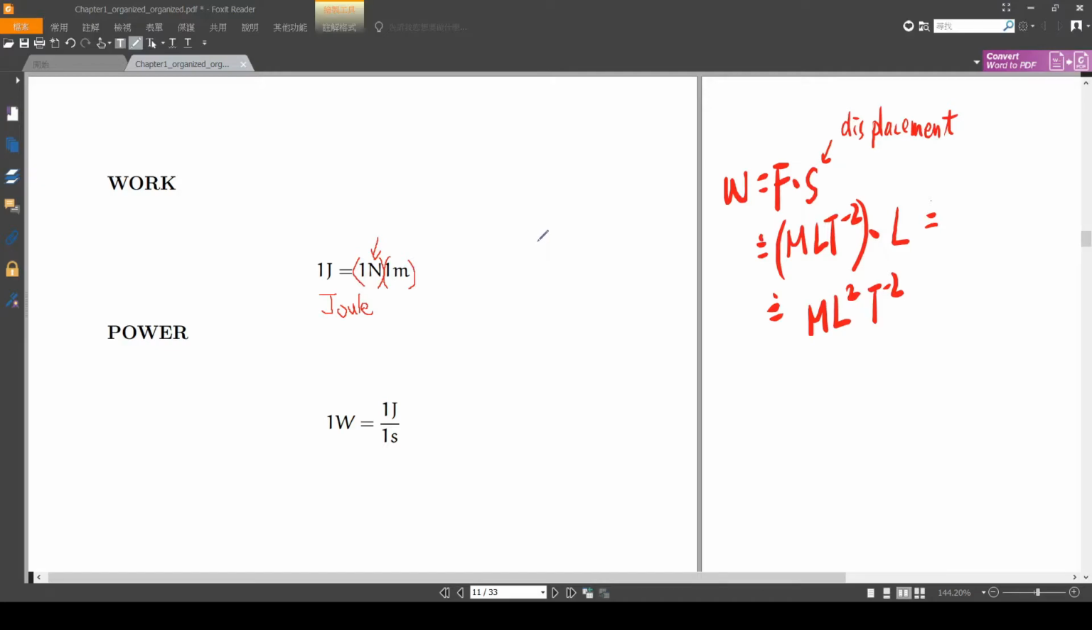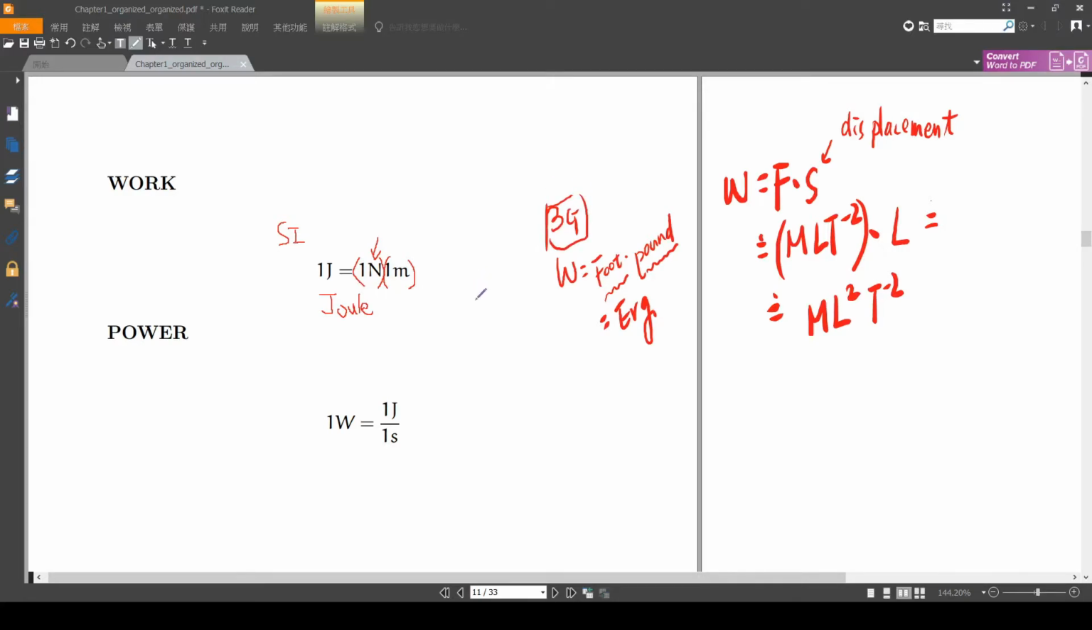And this is for the SI system, right? If it is for the BG system, the definition is the same, the work is foot times pound. The pound is the unit of the force, and the foot is the displacement. Then this is called an erg. This is in the BG system.